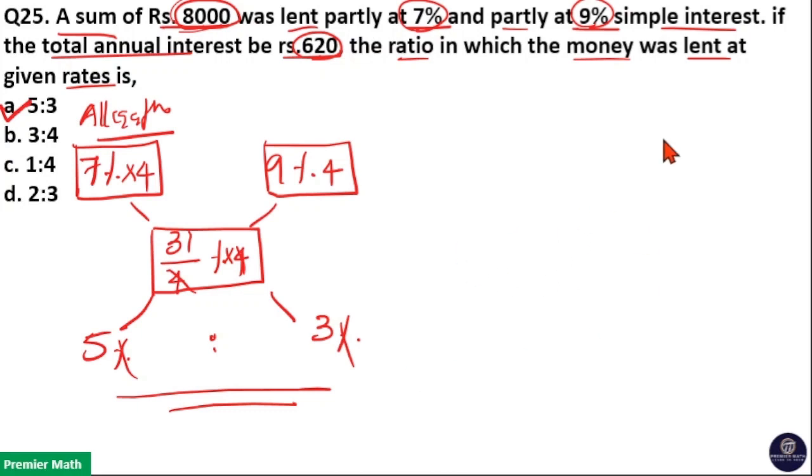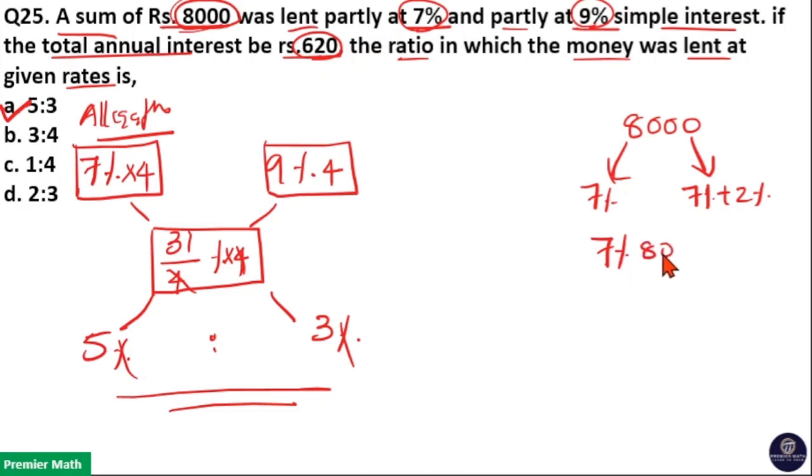If you want to do it in another method, here 8000 is the total money and one part lent at 7% and the other part lent at 9%. I will write it as 7% plus 2%. Now 7% of principal 8000, percentage and double zero cancel, 7 into 80 is equal to 560. But here the annual interest is 620. So the difference between 620 and 560 is equal to 60. This 60 is received from this 2%. This 2% is the extra 60 rupees.